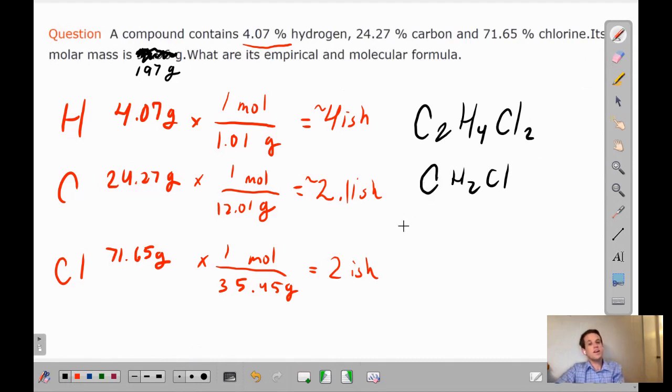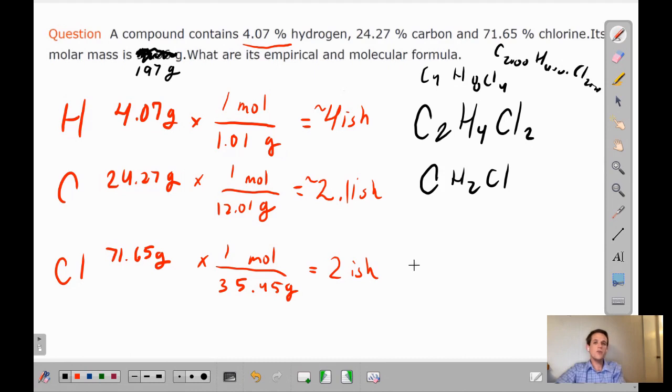Cool. Now we need to find out the molecular formula. So how do we do that? Molecular formula could be anything. It could be C4H8Cl4, or it could be something crazy like C2000, H4000, Cl2000. So how do we do it? That's where the molar mass comes in, the other piece of data they gave us.